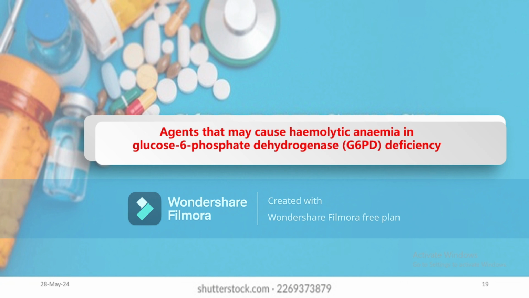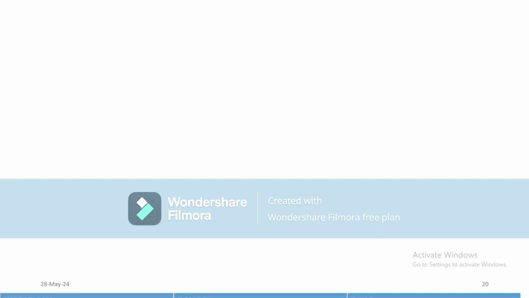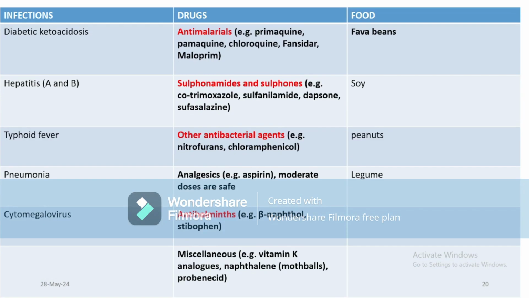There are some agents that may cause hemolytic anemia in glucose-6-phosphate dehydrogenase deficiency. Some of the agents are infections. One common infection that we talk about is diabetic ketoacidosis. DKA is the hallmark of type 1 diabetes, where there is an increased level of glucose and ketones. Of course, it can be acetoacetate, hydroxybutyrate, all those ketones in urine.